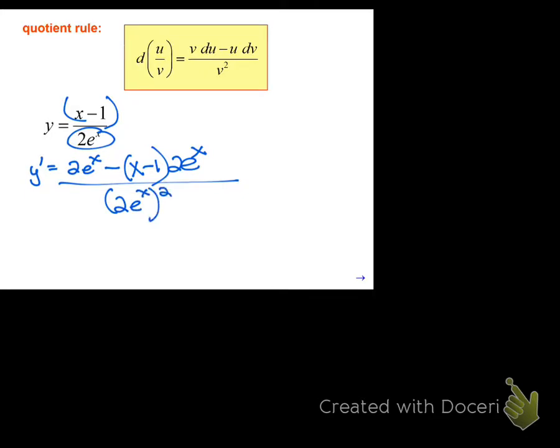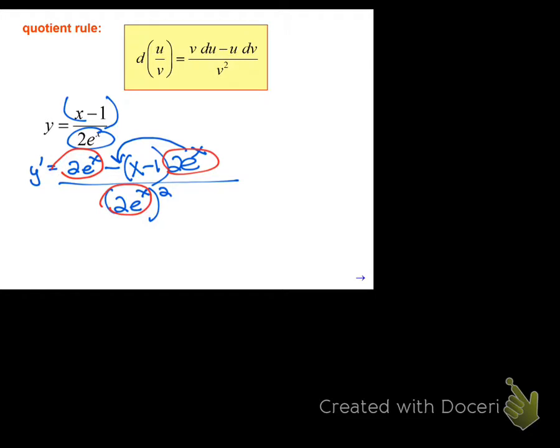Now that is the quotient rule, but this has a good bit of cleaning up to do. In the numerator, you have two choices. If you put this 2e to the x here, then you could distribute a negative 2e to the x, and in the end, factor. But what you're going to learn with the quotient rule is there's a quicker way to factor. Notice that we have a 2e to the x here, a 2e to the x here, and a 2e to the x here.